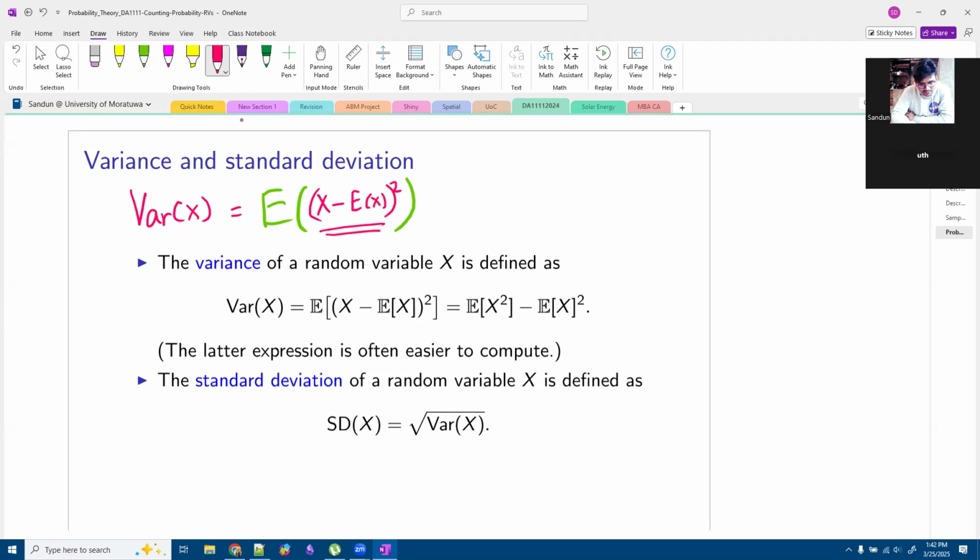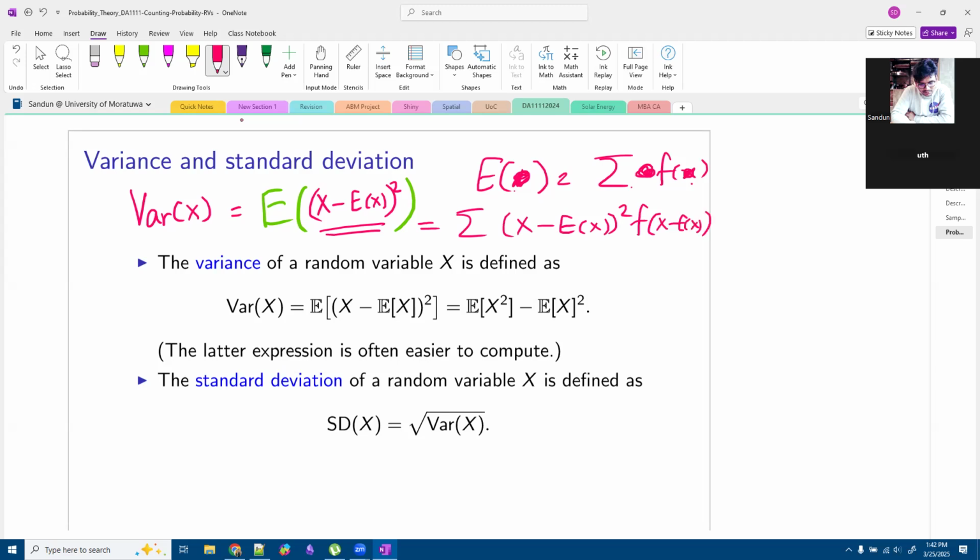By definition, the expectation of something is equal to sigma of that thing times f(x). So the expectation of this is equal to sigma of (x minus E[x]) square times f(x). That's how the definition works.